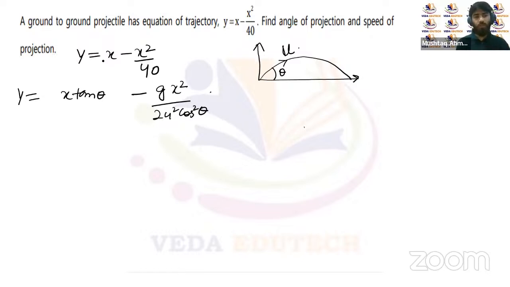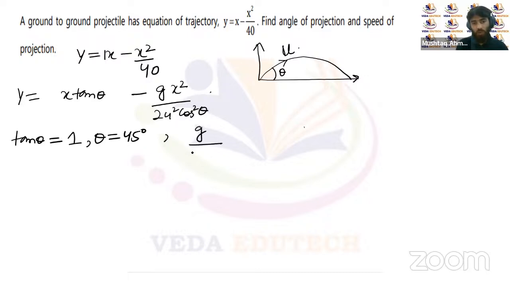Now we can compare the two equations. We can see here the tan of theta is equal to 1, because the coefficient here is 1, so tan theta has to be equal to 1, and from here we can say that theta is equal to 45 degrees. Similarly, if we compare the coefficients of x square with the equation of trajectory, our g upon 2u square cos square theta has to be equal to 1 upon 40, correct?